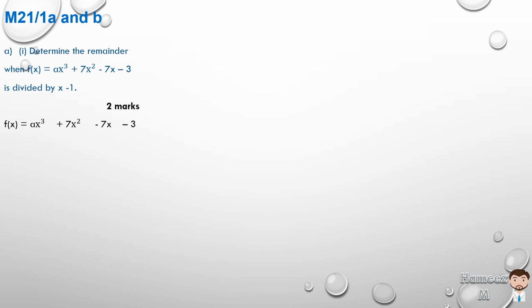So let's substitute that. F of 1 is equal to a times 1 cubed plus 7 times 1 squared minus 7 times 1 minus 3. So f of 1 is equal to 1 cubed is 1 times a is a, plus 1 squared is 1 times 7 is 7, minus 7 minus 3. So f of 1, its remainder, is equal to a, 7 minus 7 is 0, minus 3.